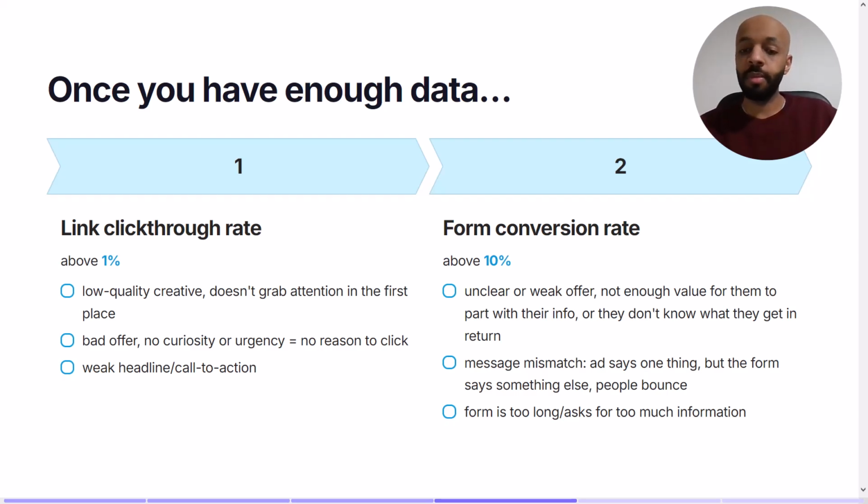A second reason for that could be message mismatch. Maybe the ad is talking about one thing. For example, maybe in the ad you're talking about a free color consultation or financing. Then they open the form and you're not saying that in the form headline or in the little bit of text that comes after it. That's a problem. When people see that, they get kind of a bad feeling because things aren't lining up. It feels like a bait and switch for them, so people are just going to bounce.